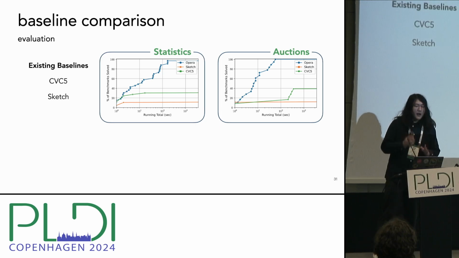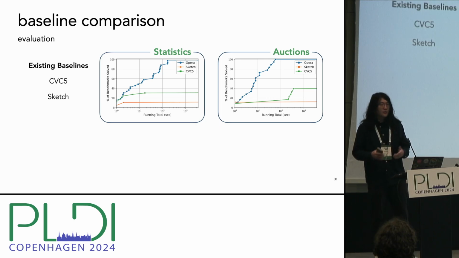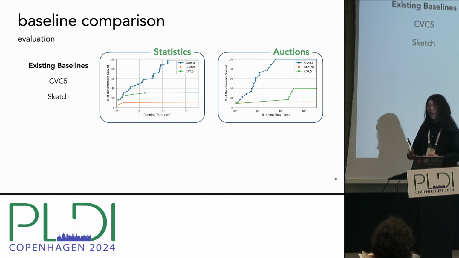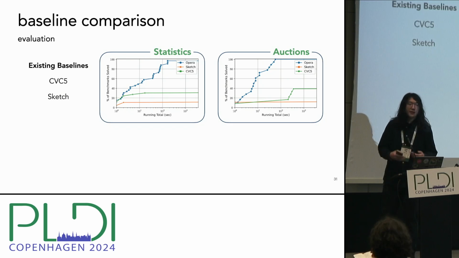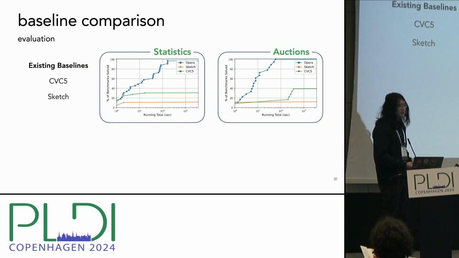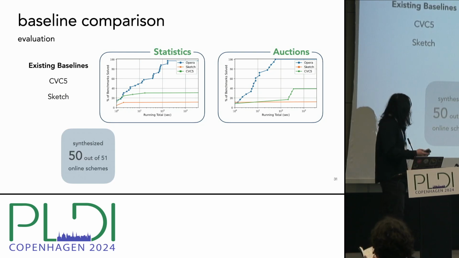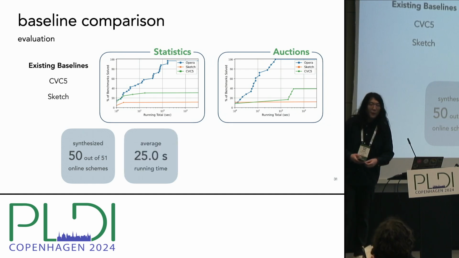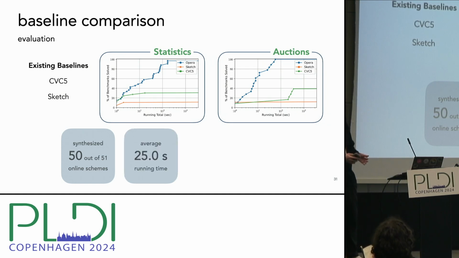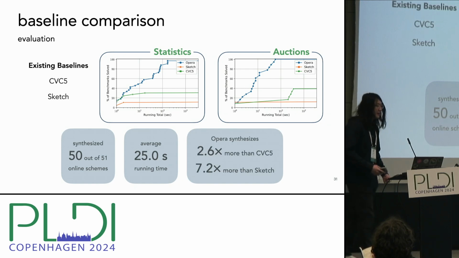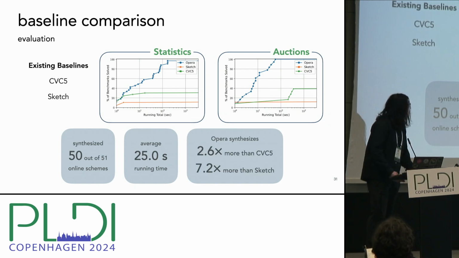Okay, so we evaluated Opera against 2 baselines, CVC5 and Sketch. Those are state-of-the-art SyGuS solvers with nonlinear arithmetic support. As you can see in the plot, Opera synthesized 50 out of 51 online schemes within an average of 25 seconds running time. And it significantly outperforms the existing baselines here.